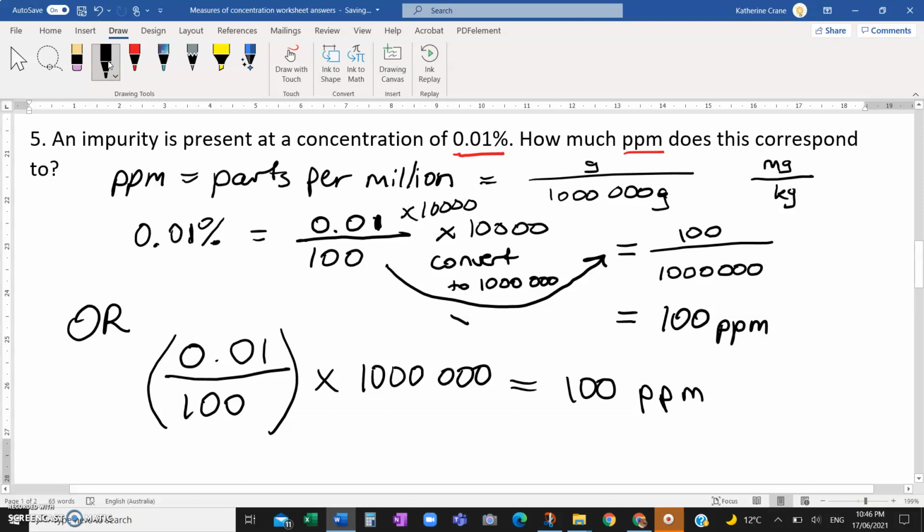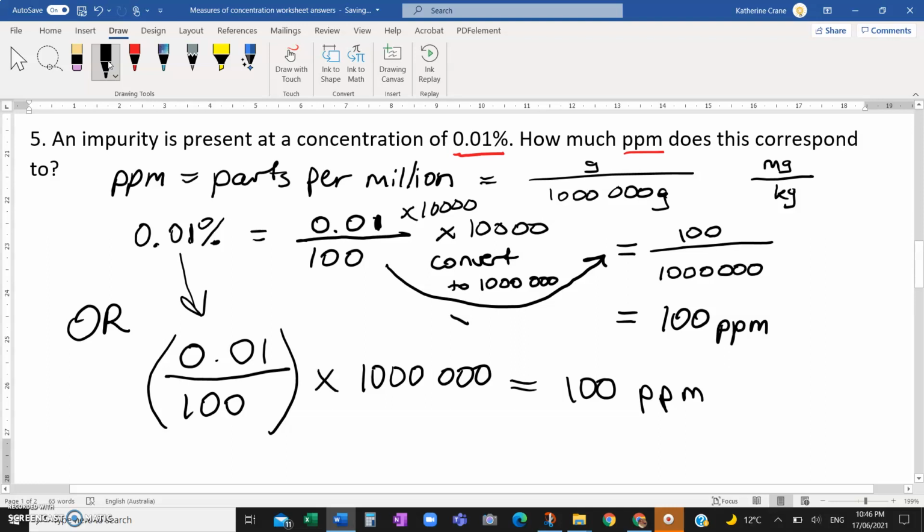Because we're still basically working along the same lines. In this case, I multiplied the top and the bottom, and I worked it out on paper, but you can simply plug the fraction into your calculator and then multiply it by 1,000,000. Okay.